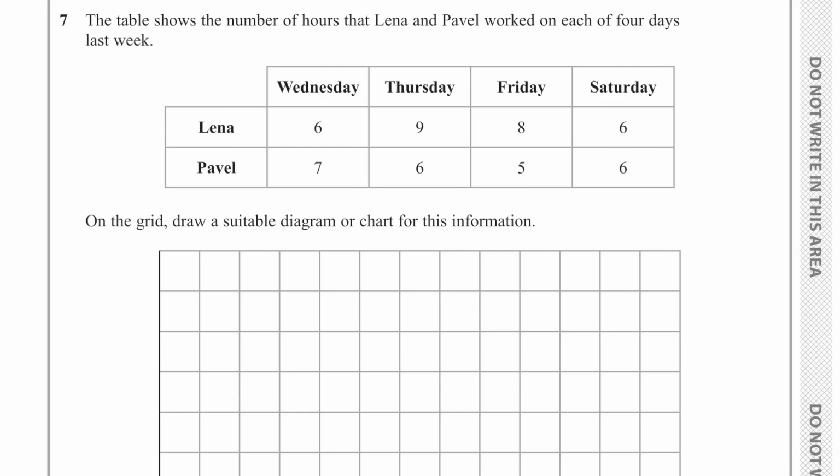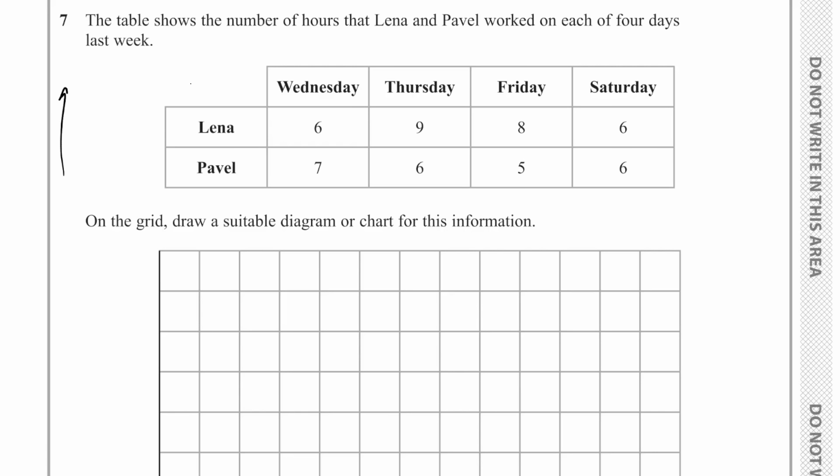Question 7. The table shows the number of hours that Lena and Pavel worked on each of 4 days last week. So we've got Wednesday, Thursday, Friday, and Saturday, and we've got hours worked for each of them. On the grid, draw a suitable diagram or chart for this information. So we're going to draw a bar chart. We've got a choice though. We could do a composite bar chart or a dual bar chart.